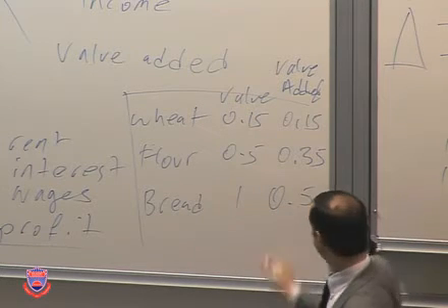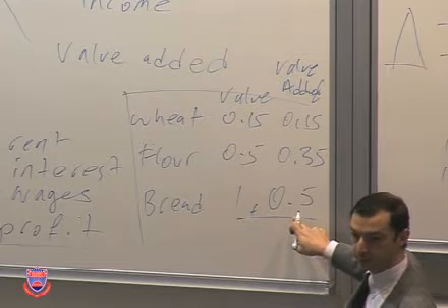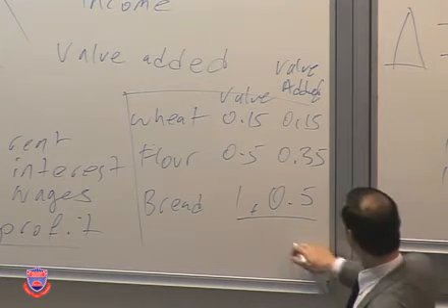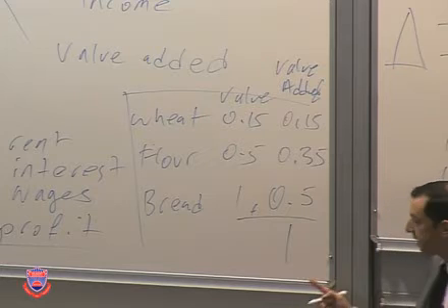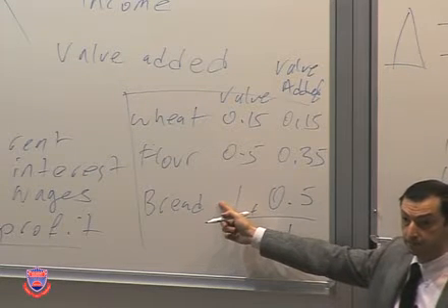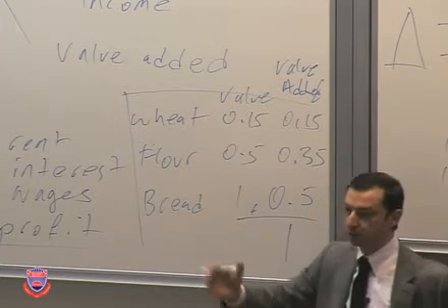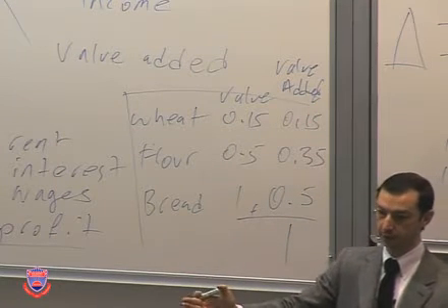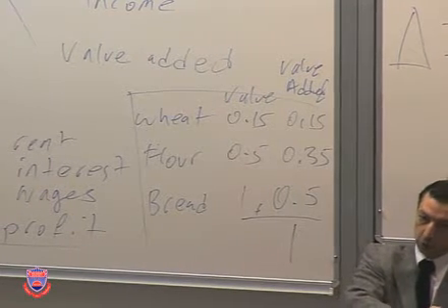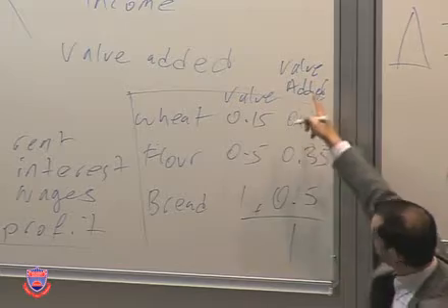Here's the magic. Add these up. What do you get? Ooh. Isn't that cool? Is it a coincidence that this is 1 and this is 1? What I have done here is I broke down the value components of the bread. Okay? The value components have to add up to the total value. Okay? This is the value added way.